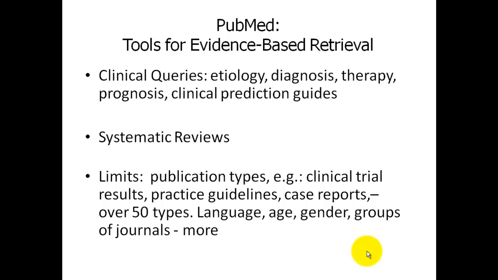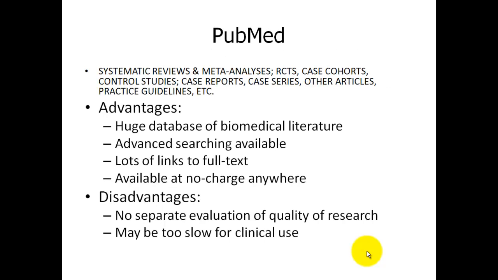In addition to the expert searching in the Clinical Queries, in general searching, the PubMed database allows you to limit your results. You may search for a specific subject and then focus it in many, many ways under the heading Limits or Advanced Search. One of the biggest advantages, of course, is that it is a large database with lots of information and it's available at no charge on the internet. Disadvantages include its being too slow for clinical use in most cases, and it does not provide separate evaluation of the quality of research.